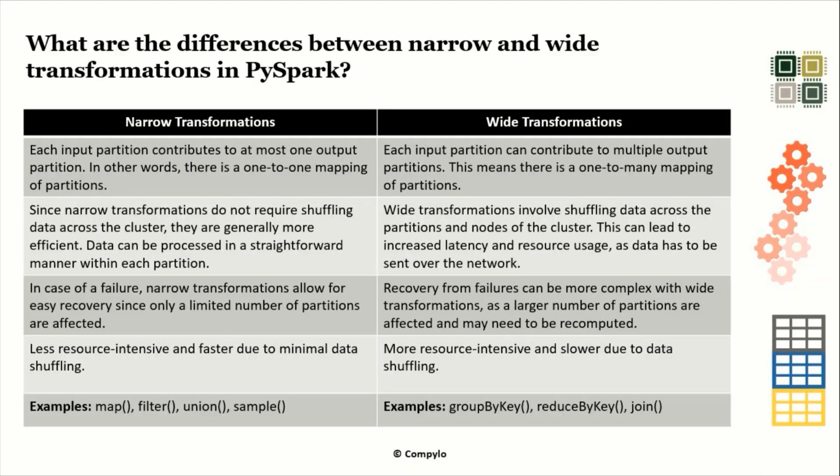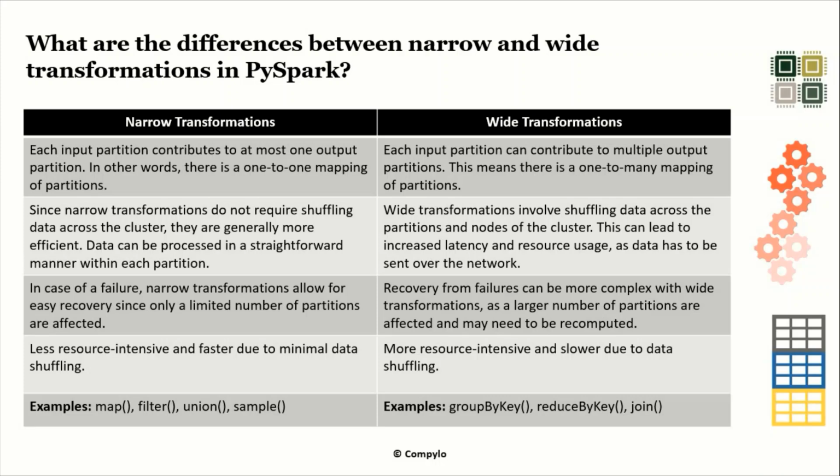Next question is, what are the differences between narrow and wide transformations in PySpark? When we talk about narrow transformation, each input partition contributes to at most one output partition. In other words, there is a one-to-one mapping of partitions. Whereas in wide transformation, each input partition can contribute to multiple output partitions. This means there is a one-to-many mapping of partitions.